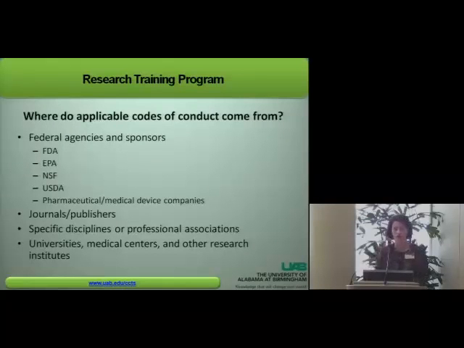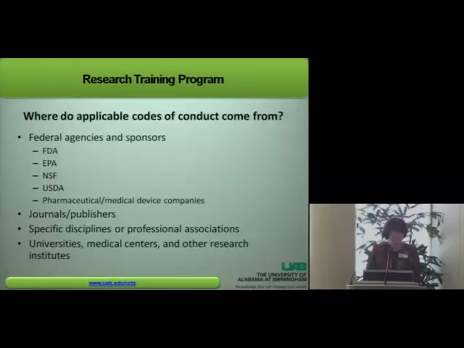Where do applicable codes of conduct come from? In the research context, codes of conduct come from a number of different places and may, in fact, overlap. Federal agencies and sponsors, depending on your funding source, may apply to your role as a research coordinator. Journals and publishers often have codes of conduct that apply to those who wish to publish in their publications. Specific disciplines and professional associations also have codes of conduct. For example, as a compliance professional, I adhere to the code of conduct for those working in compliance.